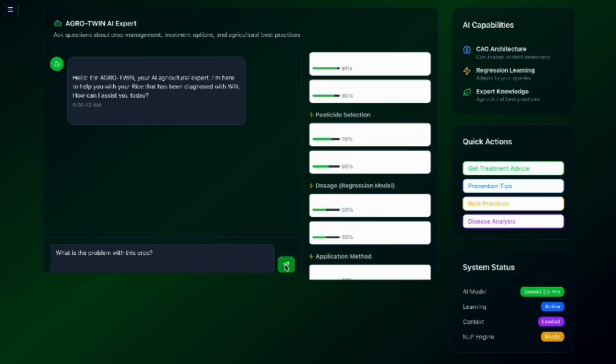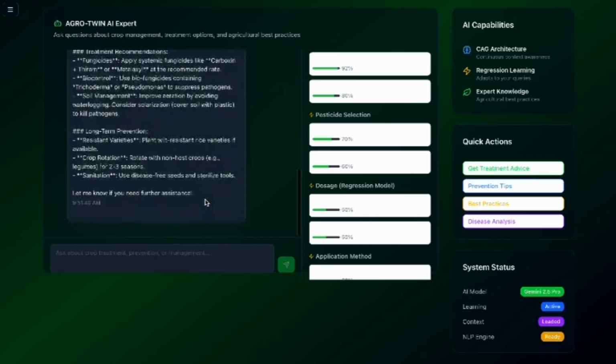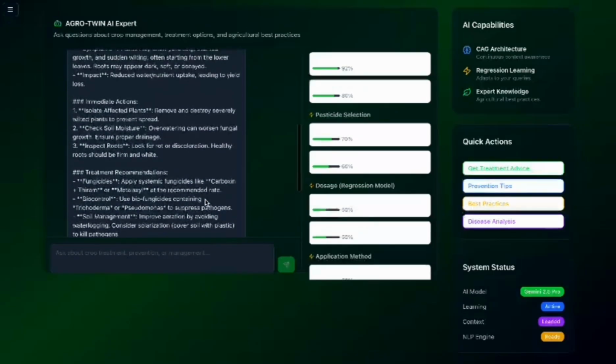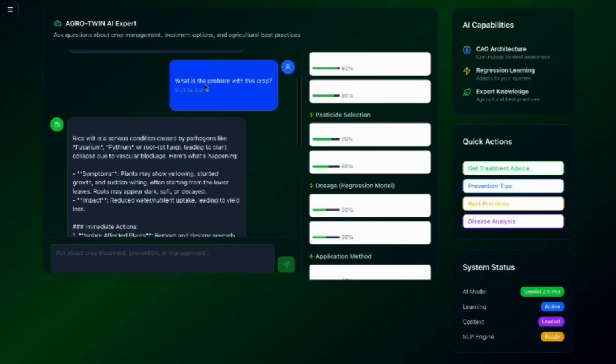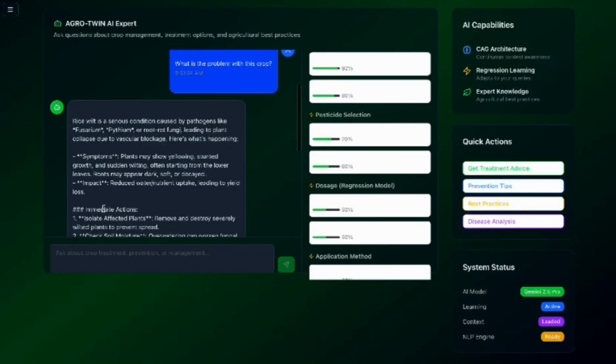Okay, now let us give this request to the chatbot and let's see how it responds. It takes a few minutes. Yeah. Now the question is, what is the problem with this crop? Rice wilt is a serious condition caused by pathogens like these, leading to plant collapse due to vascular blockage. Here's what's happening. It gives the complete information about the problem associated with that particular crop.